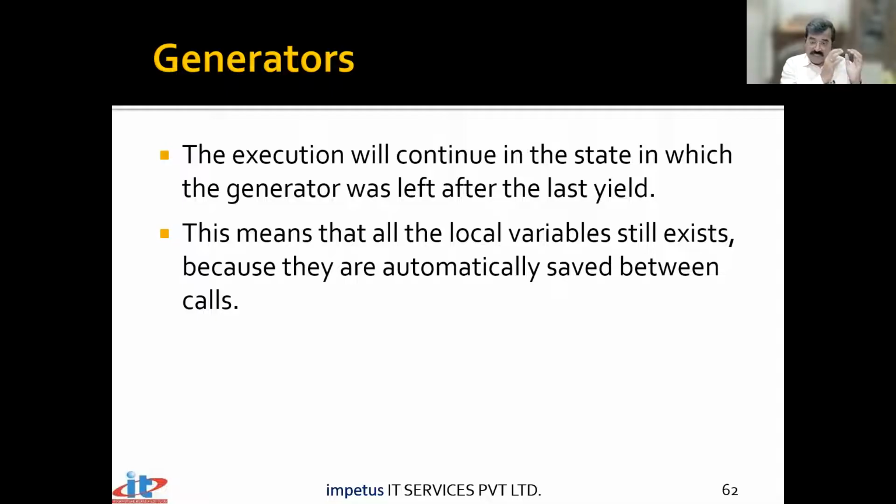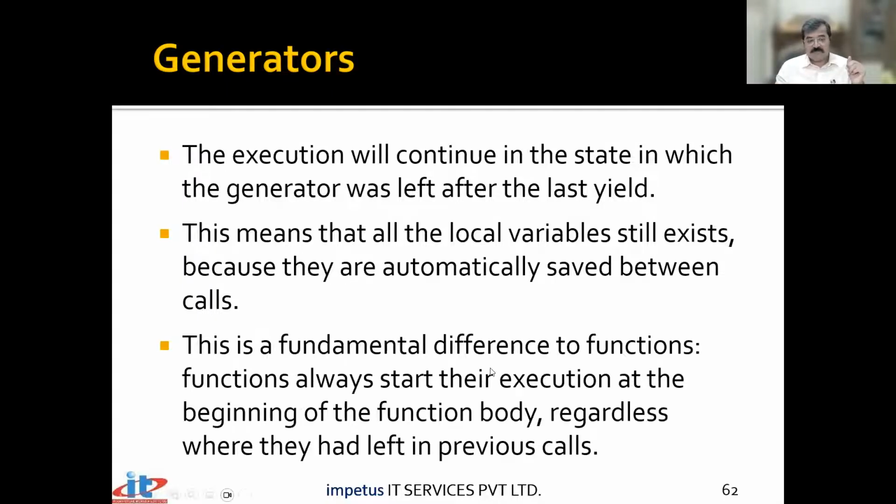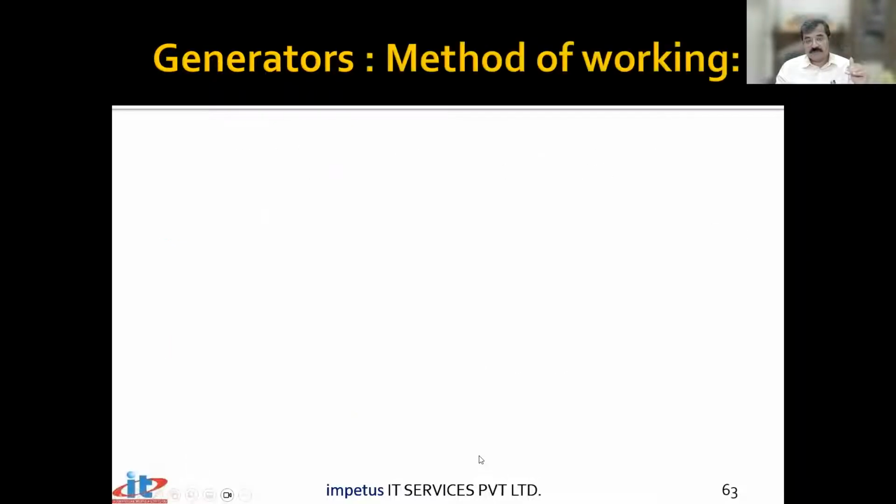The state of the function is retained in the memory, so on the next call, it remembers what happened in the last call. Our regular functions don't remember what happened in the previous call. It is destroyed. Here it retains the state of the function in the memory. The fundamental difference to a function: functions always start their execution at the beginning of the function body. So every time you give a call to the function, execution will start at the beginning of the function, regardless of where they had left off in the previous call.